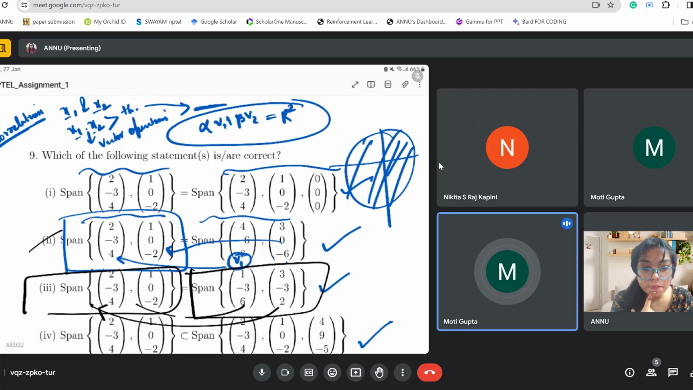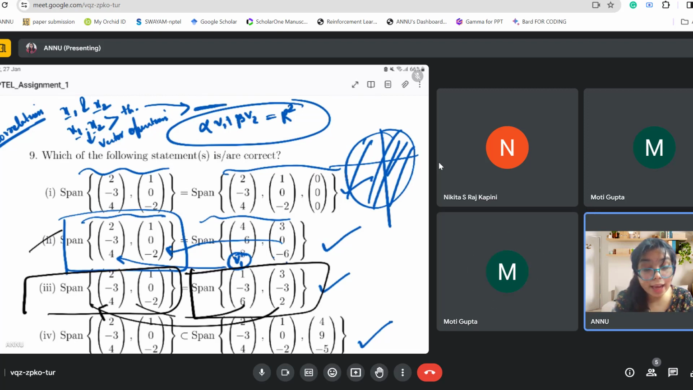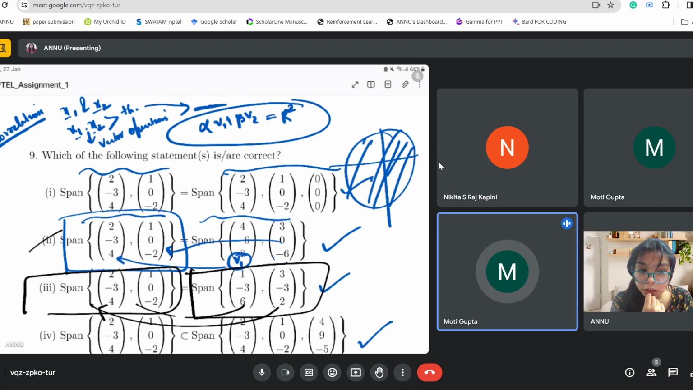Ma'am, what is the question in the third part? We are trying to understand, if they are not dependent, whether their span will be equal or not. You're saying that the vectors in span 1 and the vectors in span 2, these two vectors are not dependent, they are independent. Whether their span would then be equal. You are exploring this.